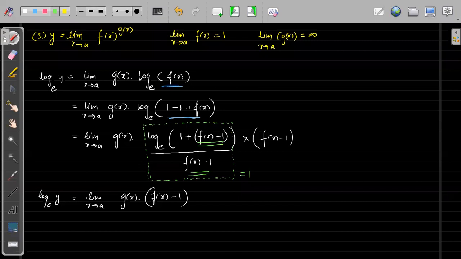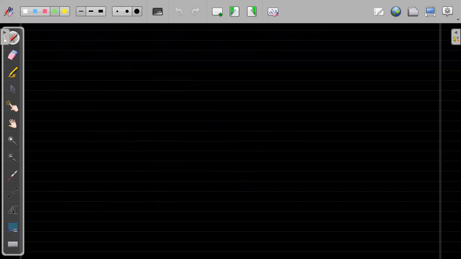Done everyone? Yes, okay. So suppose the question given is: we have the limit of x tending to 0 of (sin x divided by x) to the power (sin x upon x minus sin x). Okay, solve this. Fine.